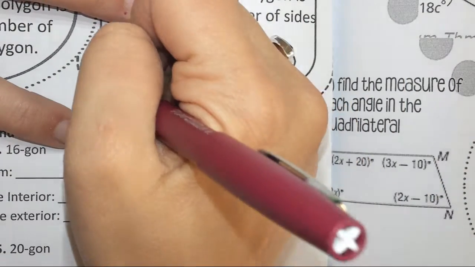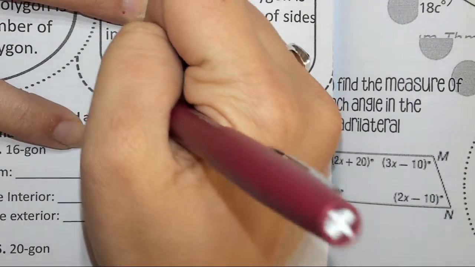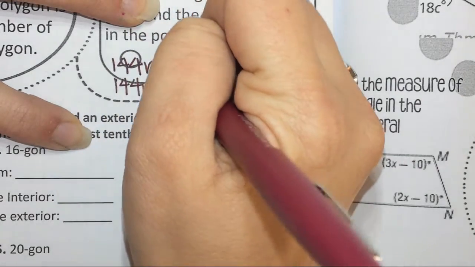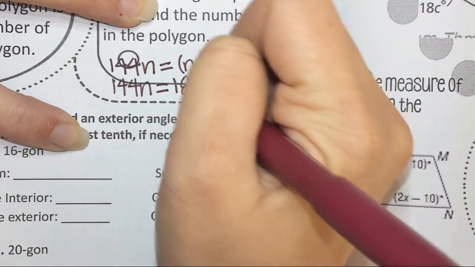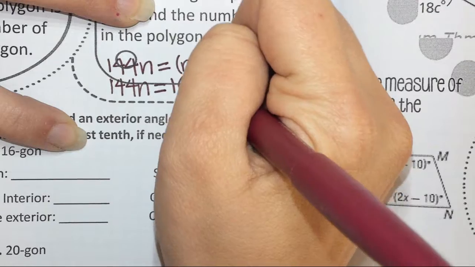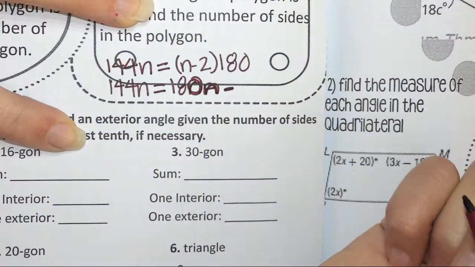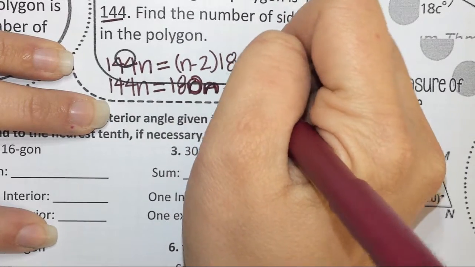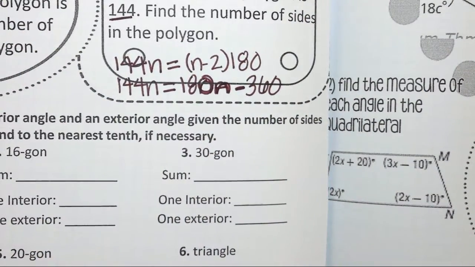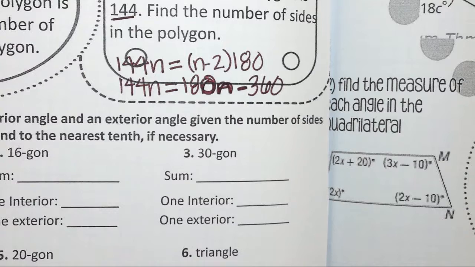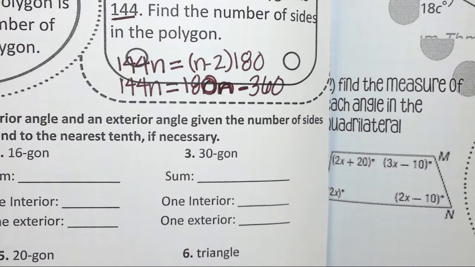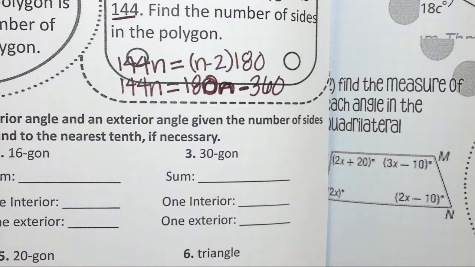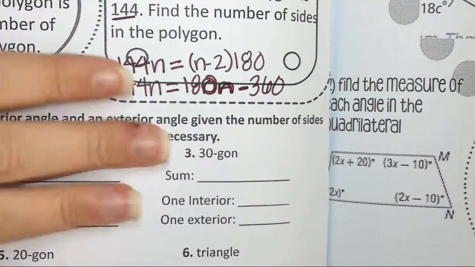180. Awesome. So we get 144n equals 180n minus, Blair, minus what? What's 180 times 2? 360. Alright, so then step 3 tells us to subtract. What would we subtract? Would we subtract that 144 or the 180? The 180, because we need to get it over there with the 144. So you finish working this problem out without me.